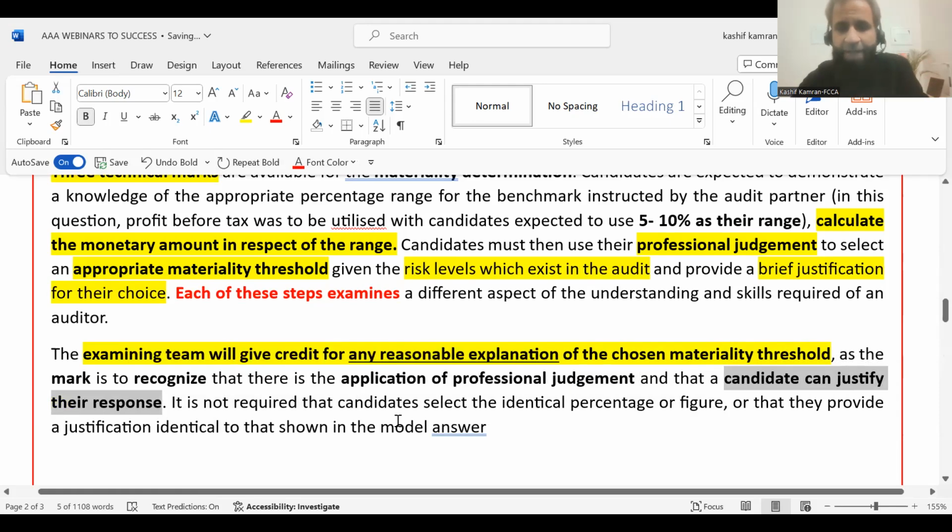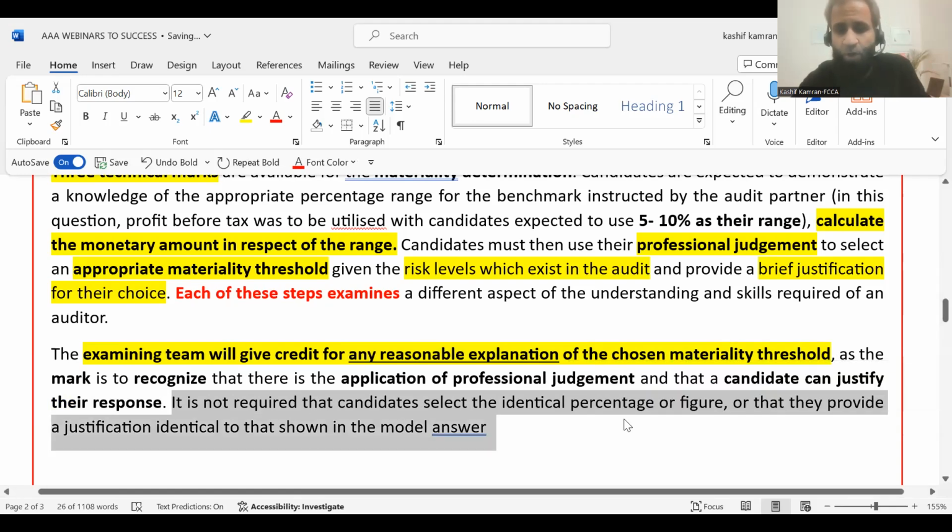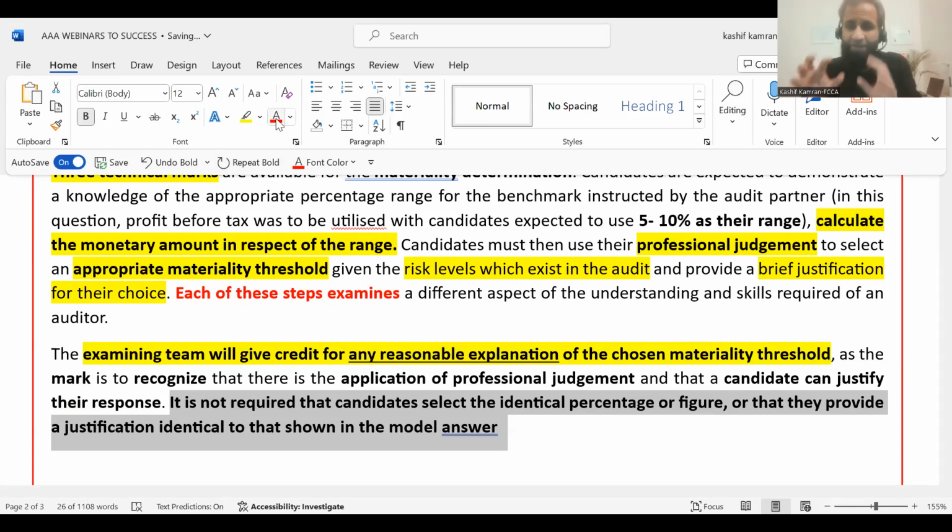The most important line: it is not required that candidates select the identical percentage or figure, or provide a justification identical to that shown in the model answer. This is the best line, because a lot of times students are confused with it. It should not be the case that your percentage is identical to that of an examiner, then you will get 3 marks. Or your justification is identical to that of an examiner and you get 3 marks.